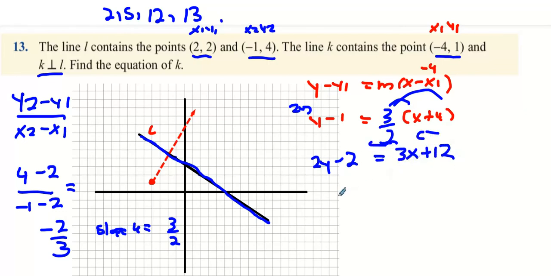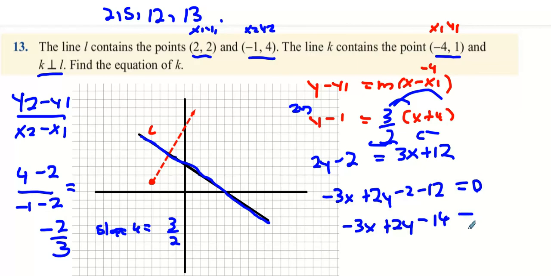Move everything to the left, so you get minus 3x plus 2y, and you get minus 2 minus 12 equals 0. Minus 3x plus 2y minus 14 equals 0. Multiply both sides by negative. And Bob's your uncle. There you go. Question 13, done.